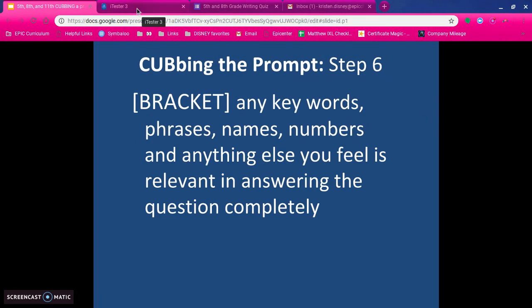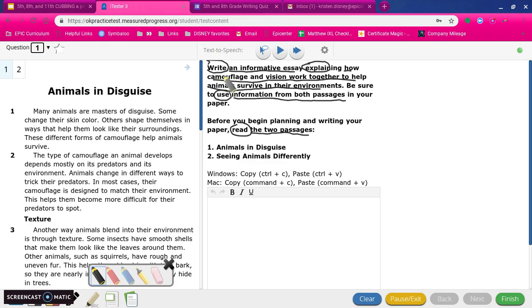Now we're going to go back and bracket any keywords or phrases that give us any other relevant information that's going to help us answer the question completely. So write an informative essay. Explain how camouflage and vision work together to help animals survive in their environments. I'm going to go ahead and bracket the word environments because that seems very important. I want to make sure that we include environmental factors here.